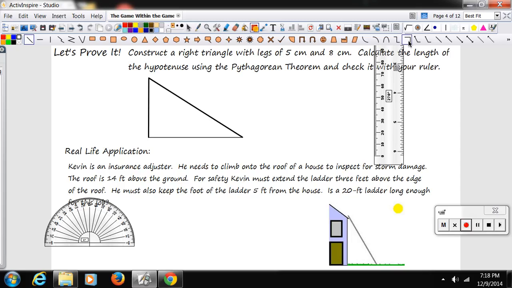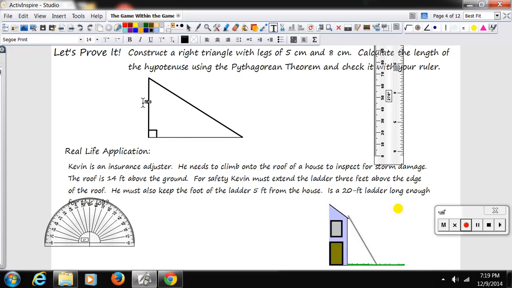So the little challenge here is to first draw your triangle with your construction, and then the second challenge is to calculate the length of the hypotenuse. And we want to do that in two ways. You want to have them use the Pythagorean theorem first. So you would get your 5 squared plus your 8 squared equals your c squared.